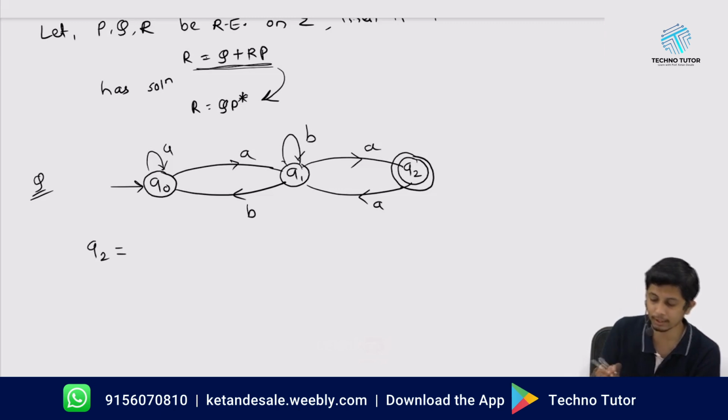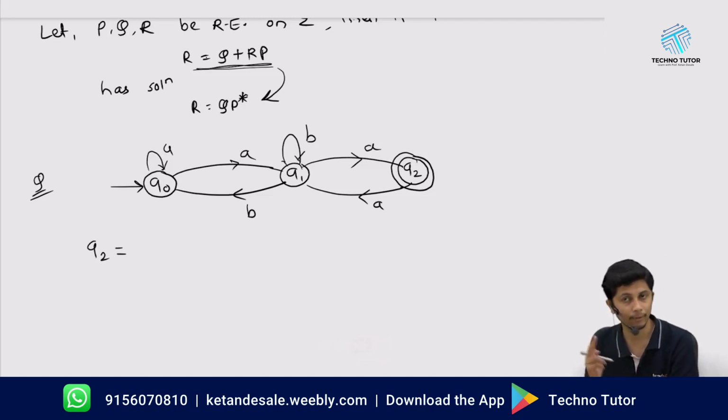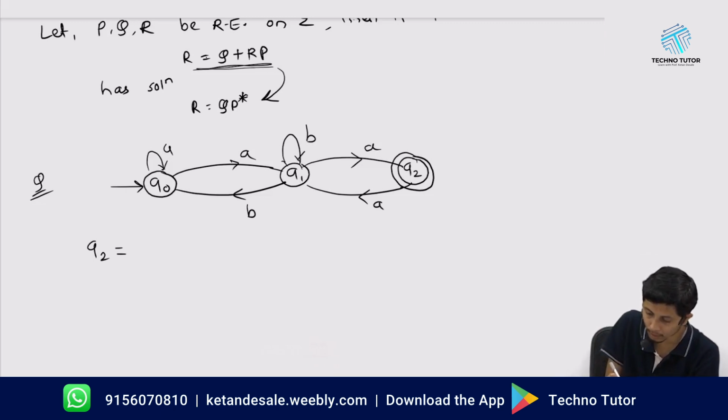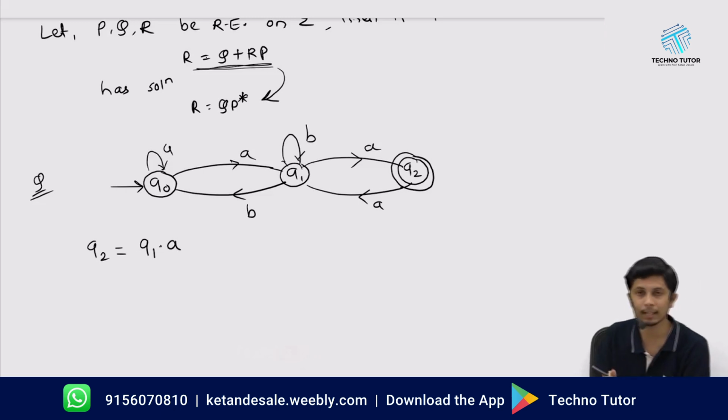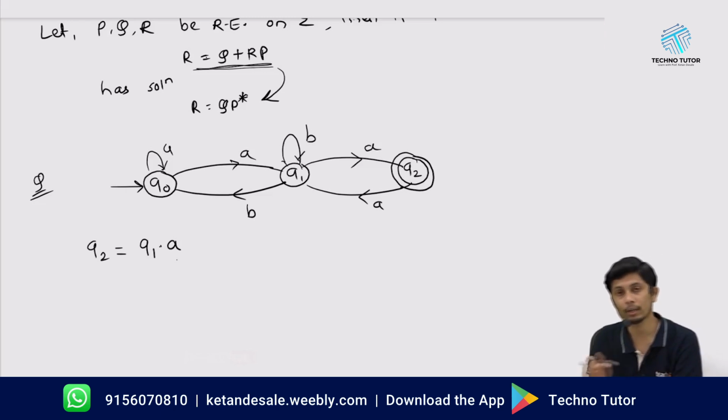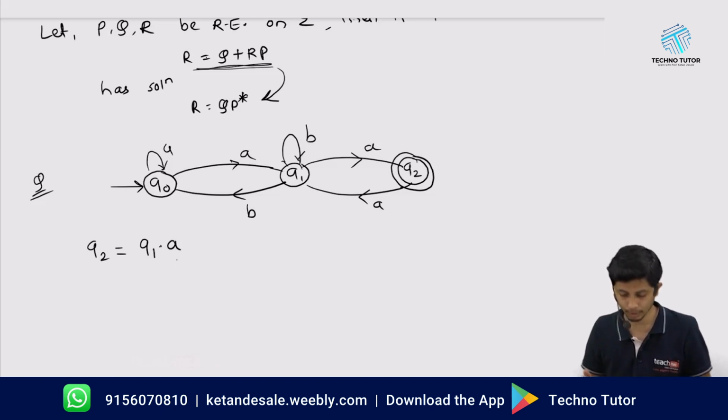So I will write the Q2 expression first. If you want to write the expression for a state according to Arden's theorem, there should be a term like Q1 dot A. The meaning is that from this state, with this transition, you are reaching Q2. From Q1 you are reaching Q2 with A as a transition. So you have to write it in this way. If a state has multiple incoming transitions, all of them need to be combined with plus, the union operator. For Q2, there is no other incoming transition.